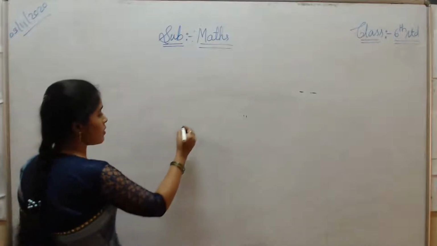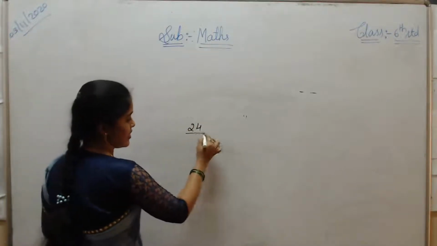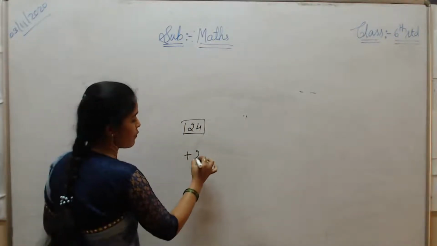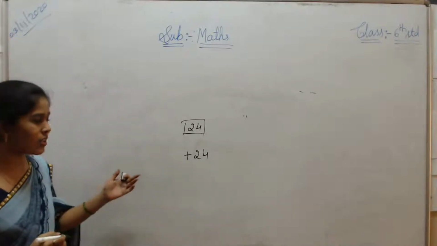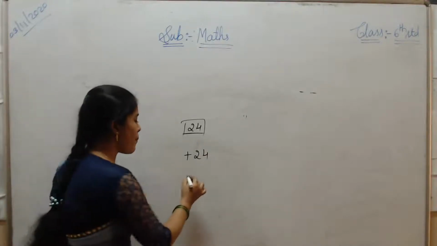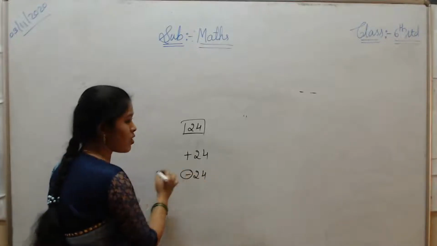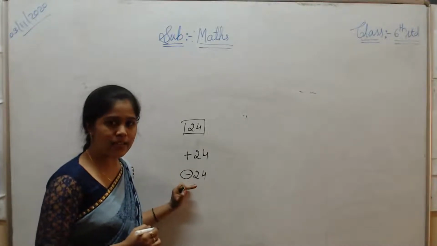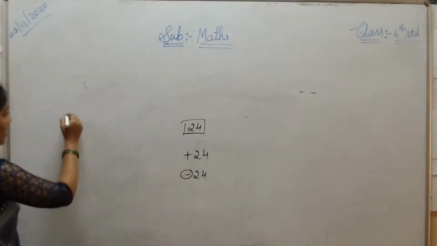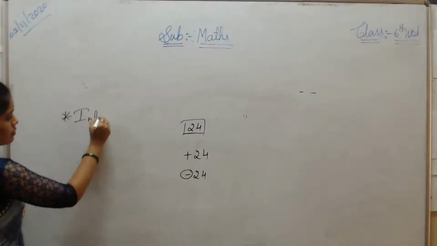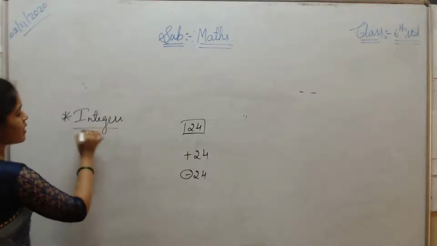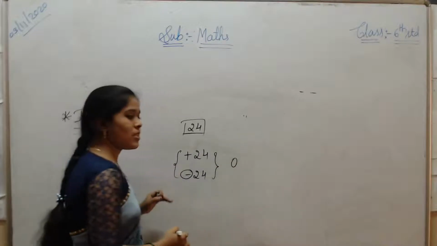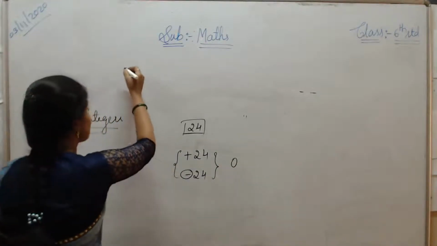See here, 24 is a natural number as well as a whole number. And plus 24, yes, this is also a natural number as well as a whole number. Minus 24 is not a natural number and not a whole number, because here the sign is minus. So this comes under integers: negative numbers, positive numbers as well as 0.